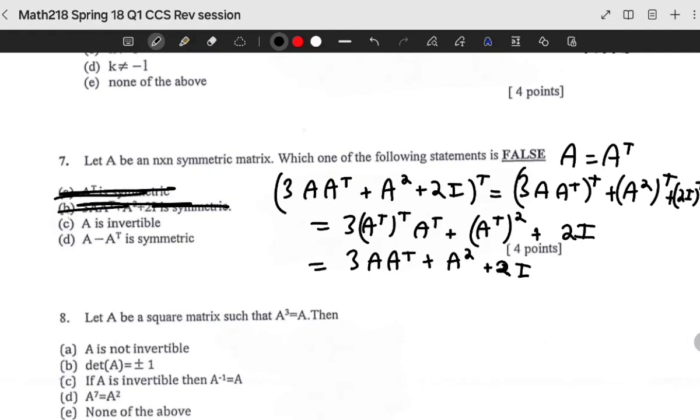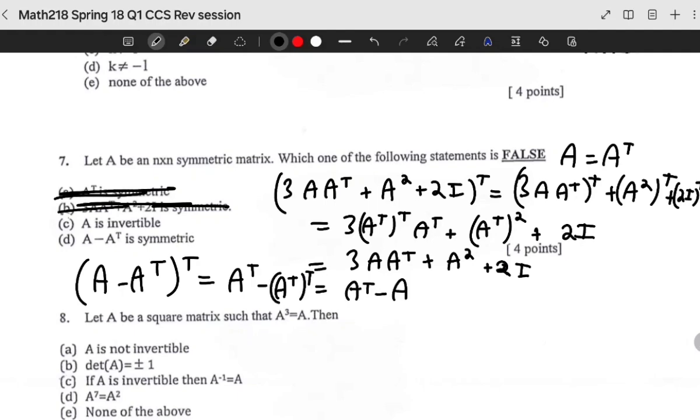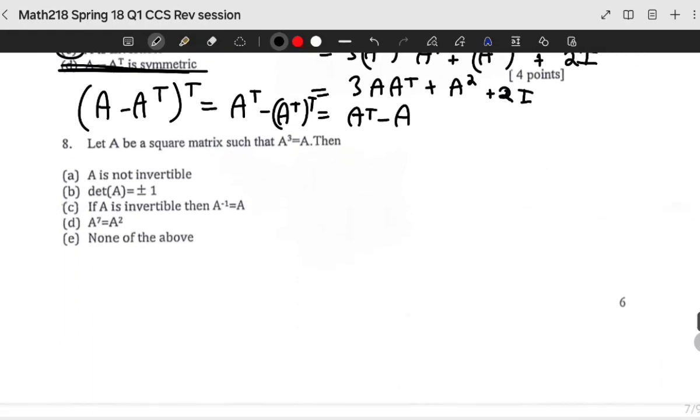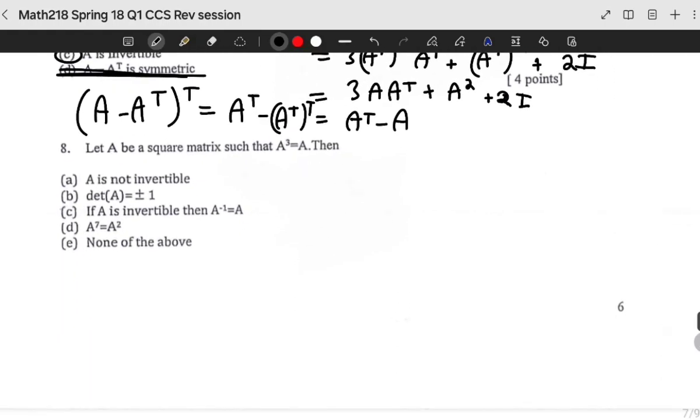A minus A transpose is symmetric. So A minus A transpose, if I transpose this, I get A transpose minus A transpose transpose. So A transpose minus A. So yes, this is true, because A transpose minus A is equal to A minus A transpose, because A is equal to A transpose. So option C is the one we're looking for.